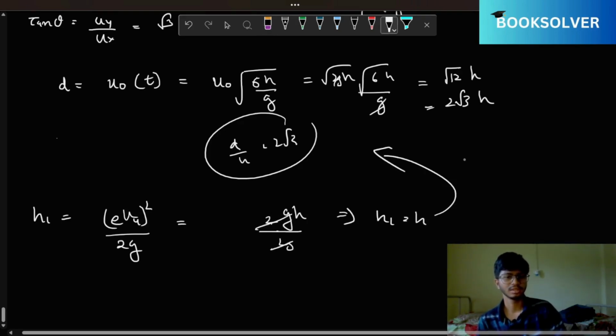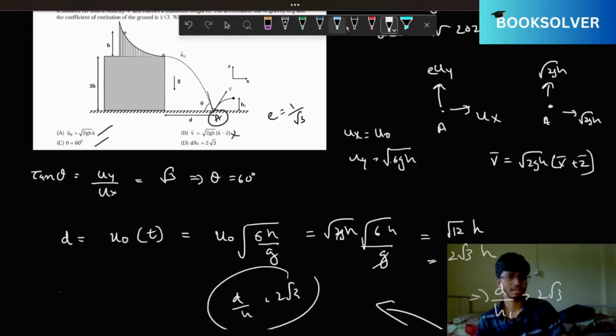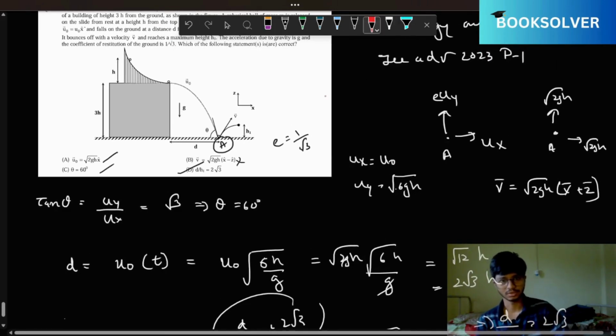So this thing is still valid. This implies d by h1 is equal to 2 root 3. So option D is in fact right. So we have options A, C, and D as the right answers to this question. Option A, C, and D. Thank you.